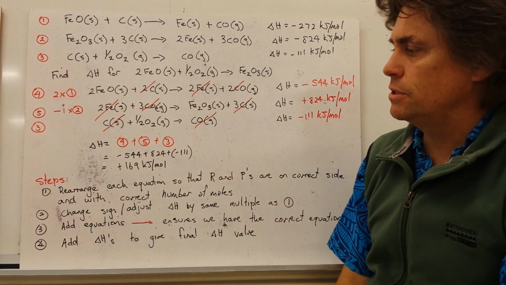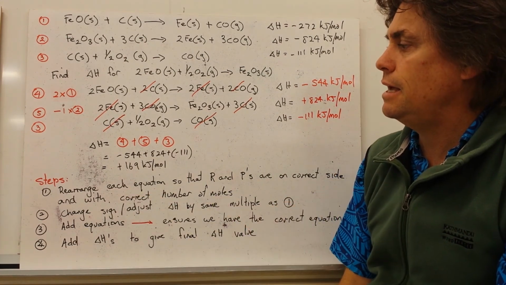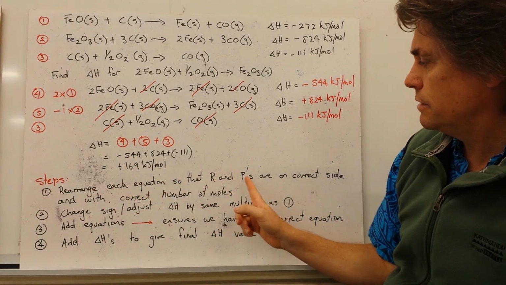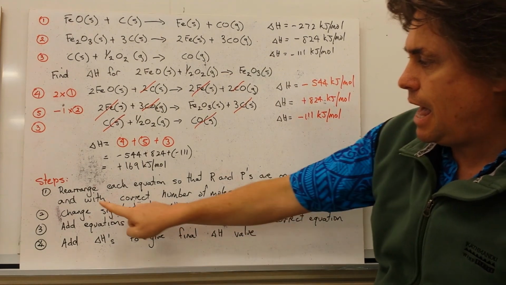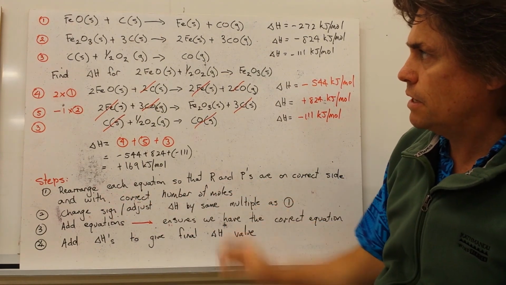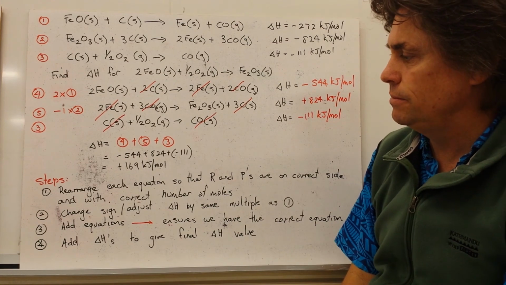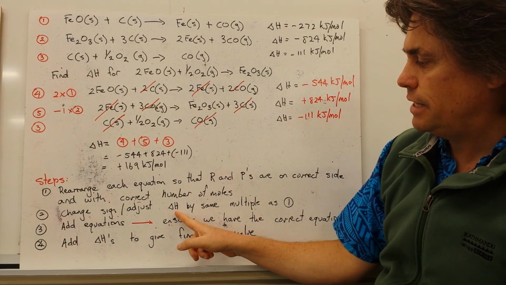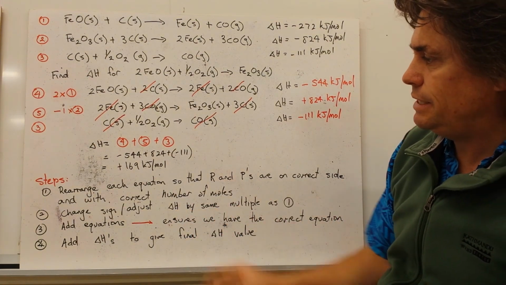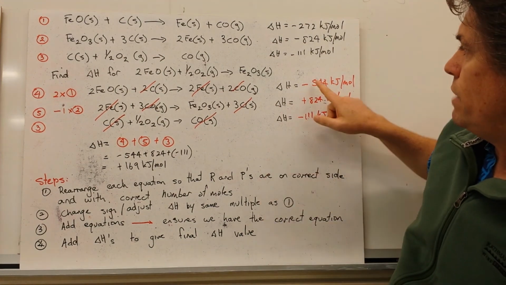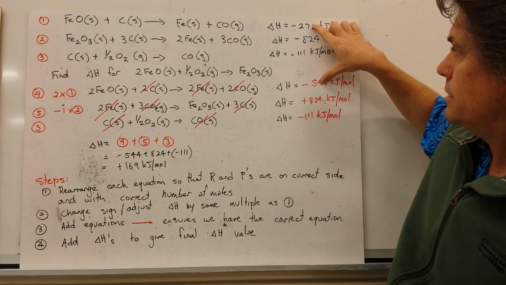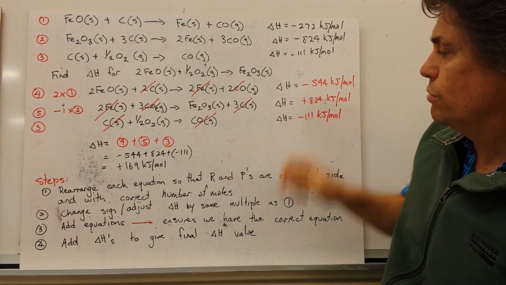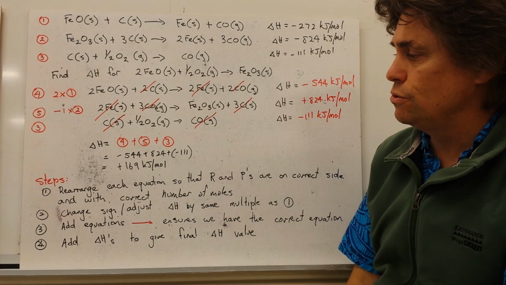So if we summarise the steps that we went through, this will help us in calculating any Hess's law question. First of all, we need to rearrange each equation so the reactants and the products are on the correct side and with the correct number of moles. And we went through that in this particular example. We then need to change the sign and adjust the change in enthalpy by the same multiple as we did in the first step. So for reaction number 1, we had to double it because we doubled the number of moles through here. For reaction number 2, we needed to reverse the sign. So we've got to ensure that we do that.